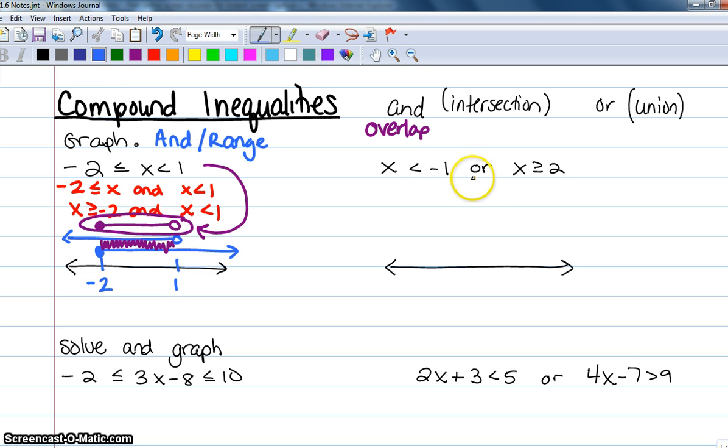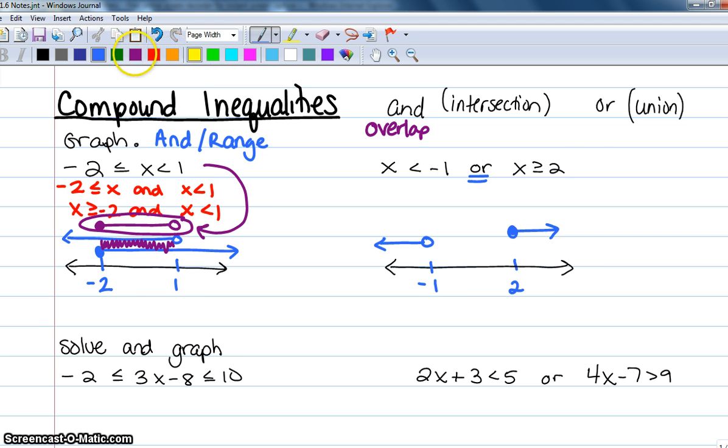Now our next one, we have an "or" statement. We've got x is less than -1 or greater than or equal to 2. So I've got -1, 2. -1 is smaller, so that goes to the left of 2. It's open circle to the left because it's less than. Greater than or equal to 2, so that's to the right.